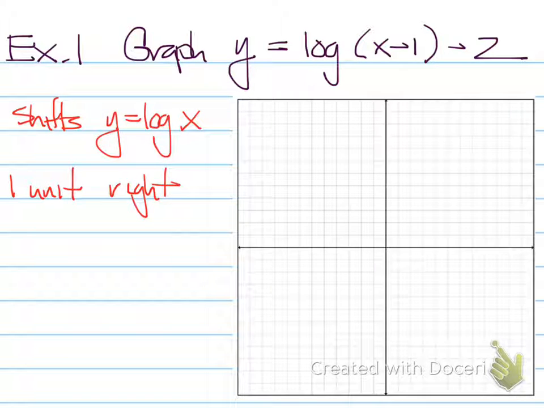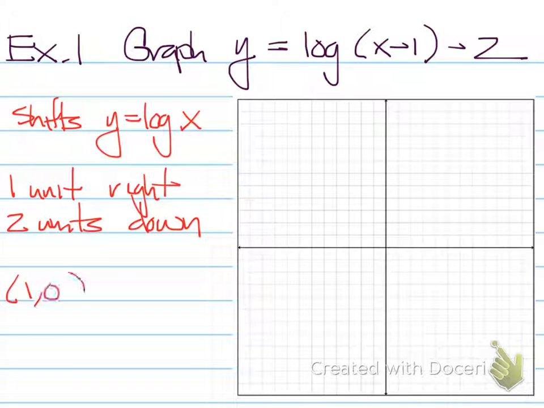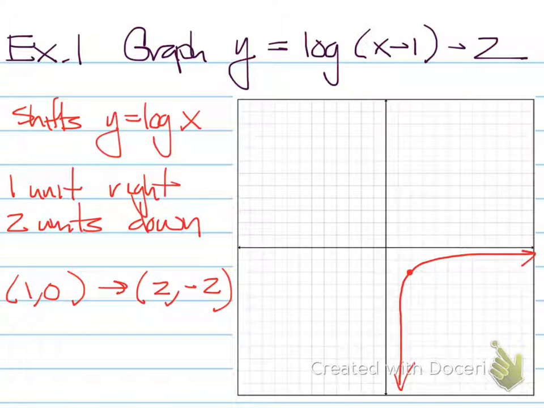And we've got a -2 outside of the parentheses, so that's going to shift it 2 units down. And what we can use as a marker is the coordinate 1, 0. Since it's going to shift to the right 1 unit, we would add 1 to the x coordinate, and it's going to shift down 2 units, so we would subtract 2 from the y coordinate. So where the coordinate 1, 0 was, it will now be at 2, negative 2. And that's what the graph would look like.